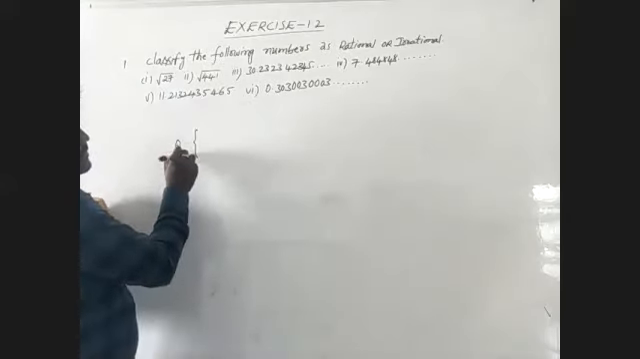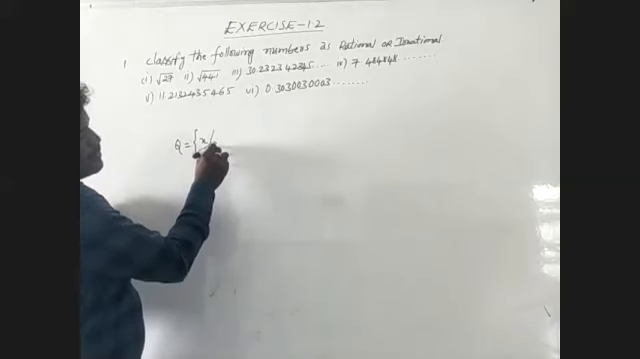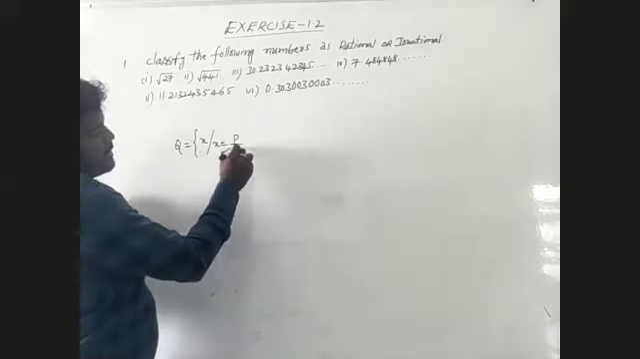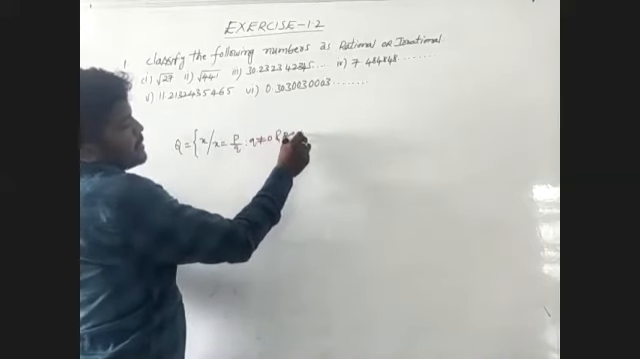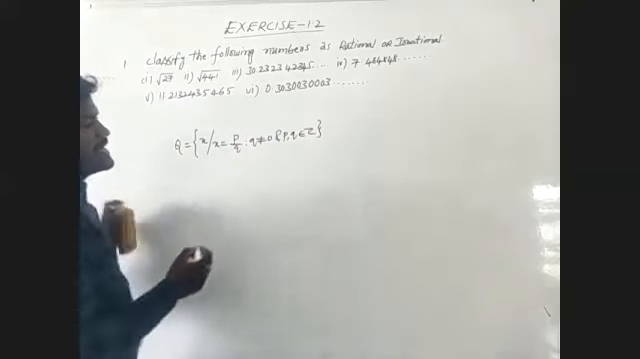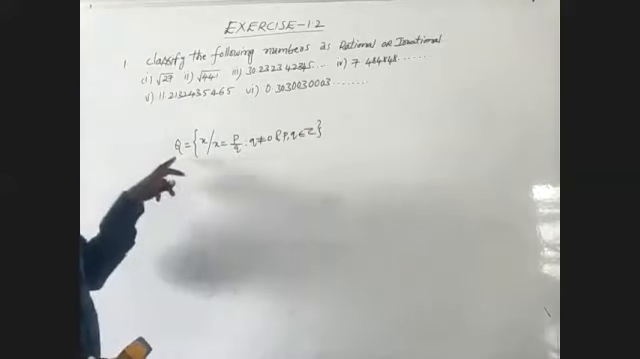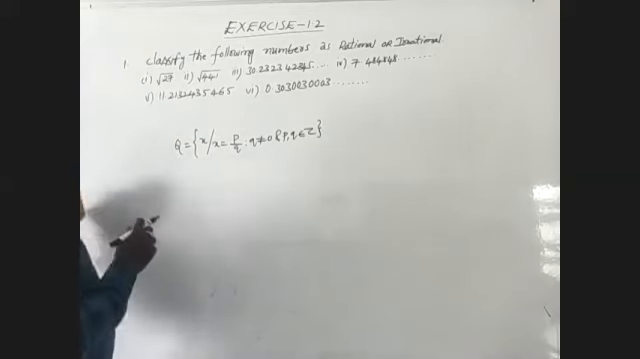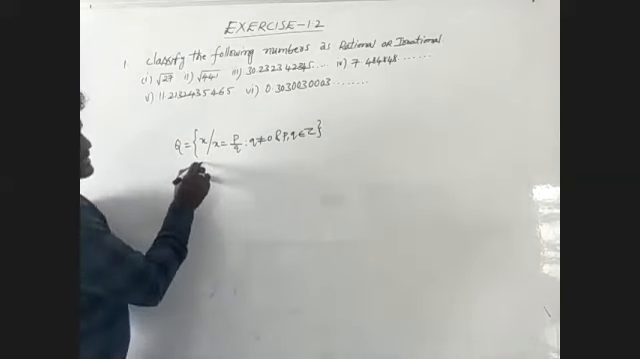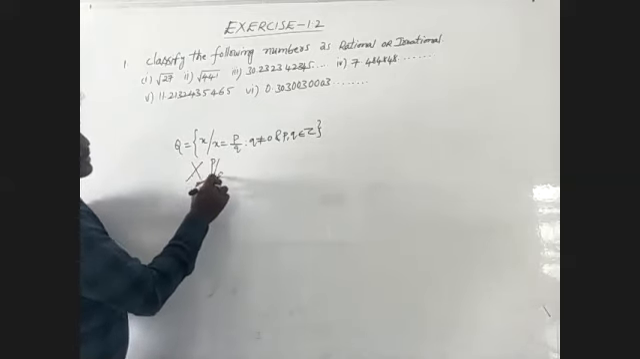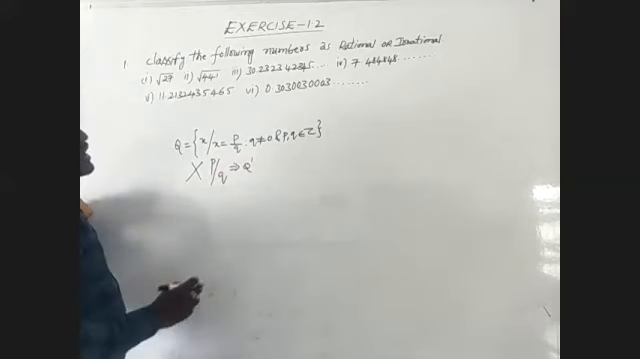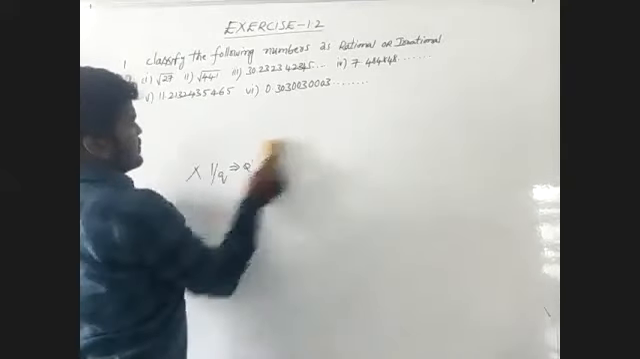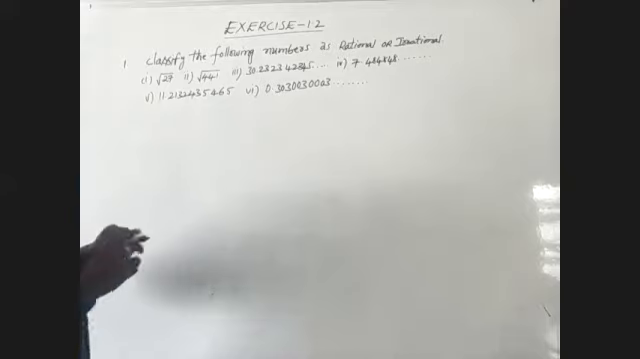When a number is of the form p by q, where q is not equal to 0 and p, q belong to Z, where Z is the set of integers, then it is known as a rational number. Otherwise, when the number is not in the form of p by q, then it is known as an irrational number, which we denote by S. First we will discuss the first one.